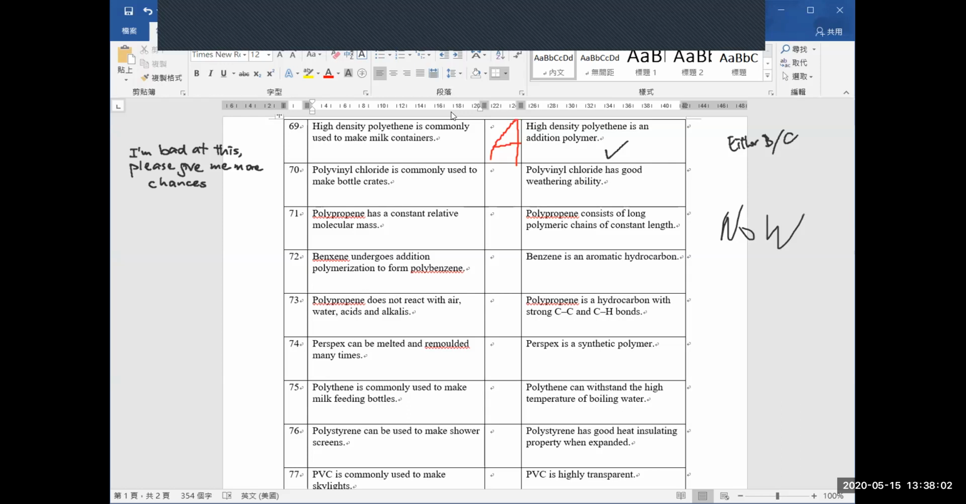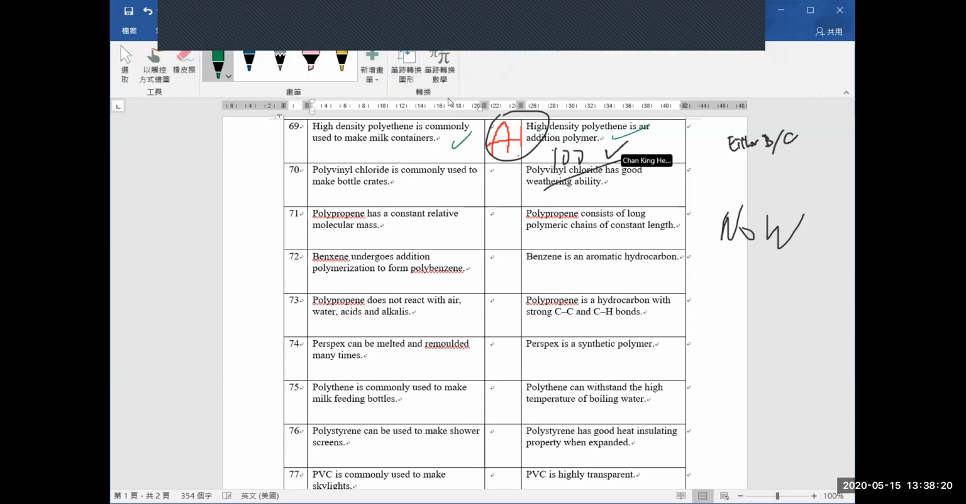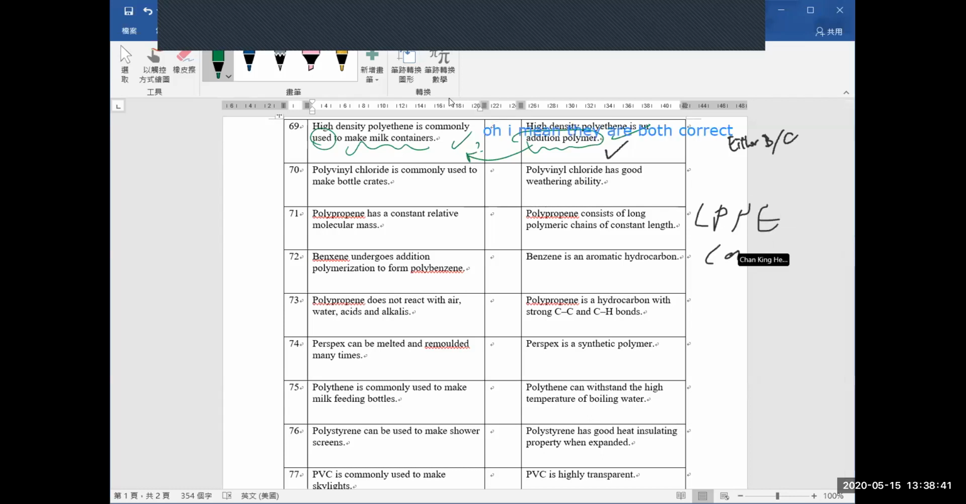You mark it A, right? But somebody says either B or C. So what is the answer? A, B, or C? You think it's A, which means the second statement can explain the first. So whenever we have the usage of a certain plastic, you can explain in terms of addition polymer. Agree? Which means, for example, what is the material used to make safety goggles? You may know the answer. So the reason is because it's addition polymer. Agree?